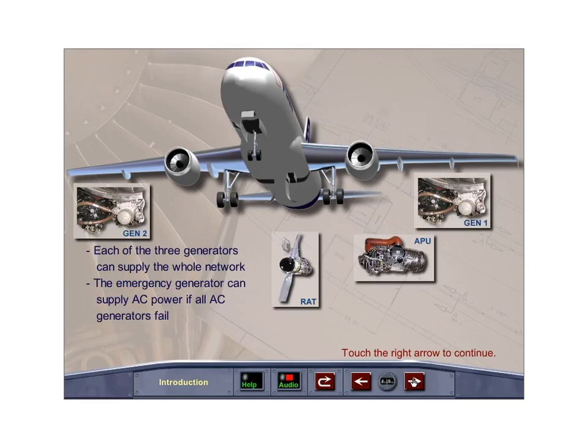Each of the 2 engine-driven generators, or the APU generator, is capable of supplying the entire aircraft network. If all 3 main generators fail, the emergency generator can supply part of the AC and DC systems.